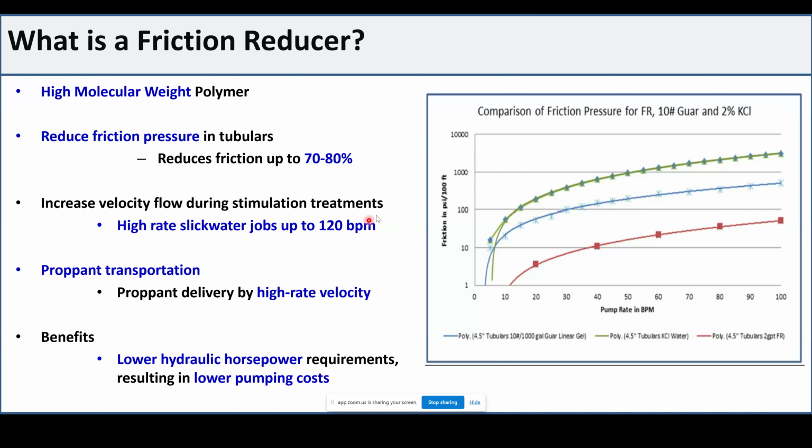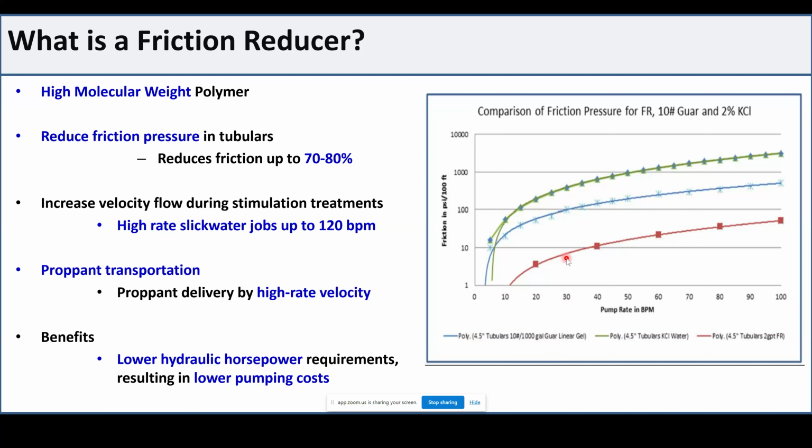So let me show you on this plot. This is actually a plot. You have here in the y-axis friction pressure in psi per 100 foot. So this value shows how much pressure drop you have every 100 foot of pipe. And then you have a pumping rate going from really like 0 up to 100 barrel per minute. And we're talking about a pipe of 4.5-inch tubing. So it's a little bit small size, but it can clearly show you the difference.